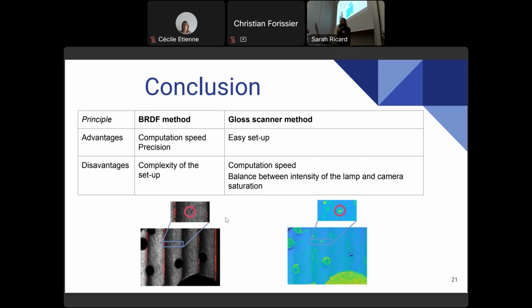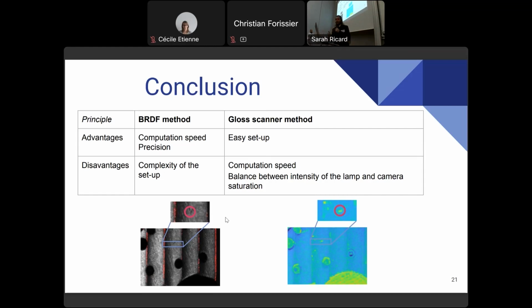And the computation time is also a parameter which favors the BRDF method because it takes only half a minute, although the difference of computation time could be lessened by the optimization of the code. We lacked the time to perfect it to the needs of our specific question.